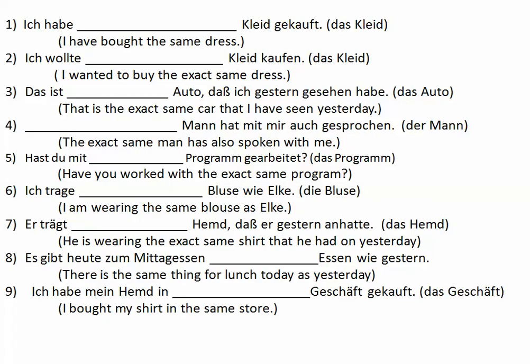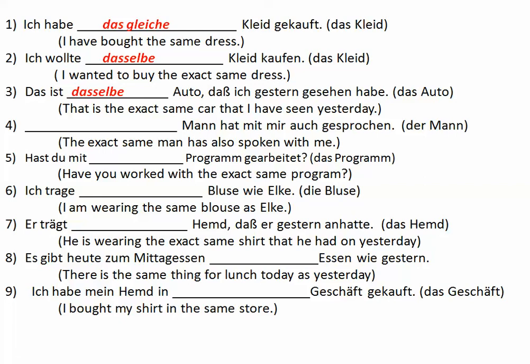Okay, so now we're going to use these in some examples to see if you got it. I have written the English that I want to say underneath it, so hopefully this will help you. If I want to say I bought the same dress, not meaning the exact same, but a similar one, a replica, a duplicate if you will: Ich habe das gleiche Kleid gekauft. Ich wollte dasselbe Kleid kaufen, meaning I want to buy the exact same dress, the one you have in your hand. Das ist dasselbe Auto, das ich gestern gesehen habe.